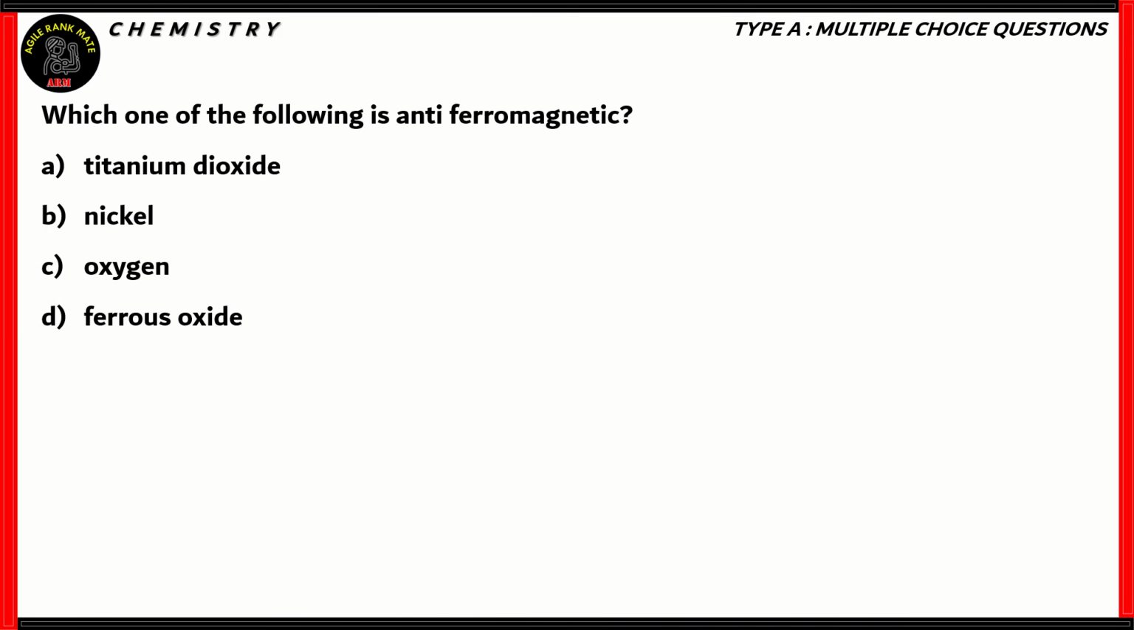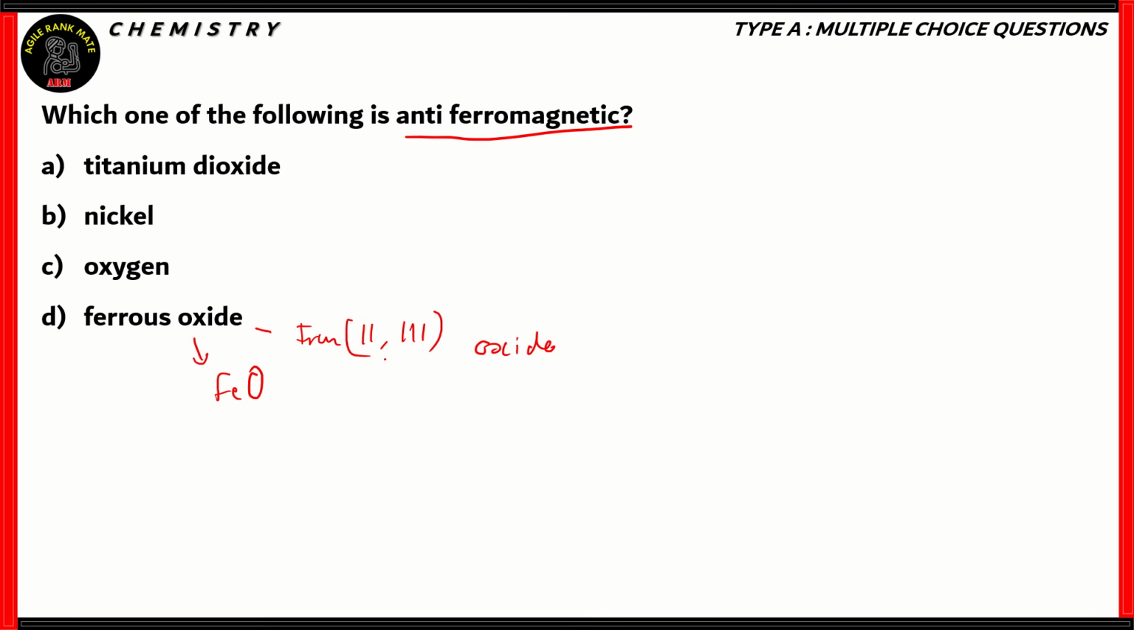Now let's look at another question. Which one of the following is anti-ferromagnetic? Is it titanium oxide, nickel oxide, or ferrous oxide? Well, let's look at our options here. Ferrous oxide is what we call FeO. It's also called the iron 2,3 oxide.